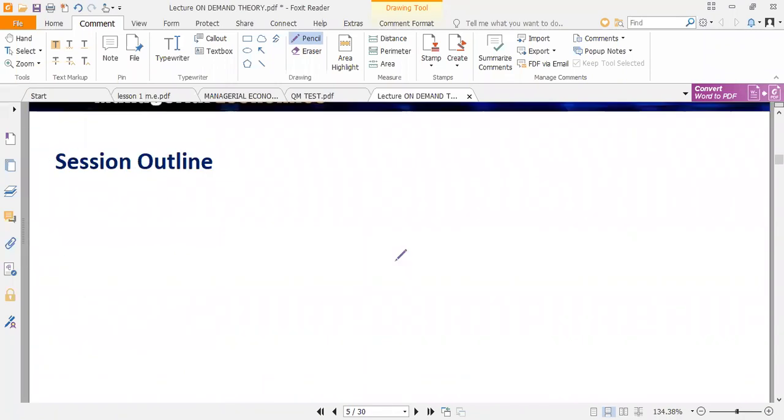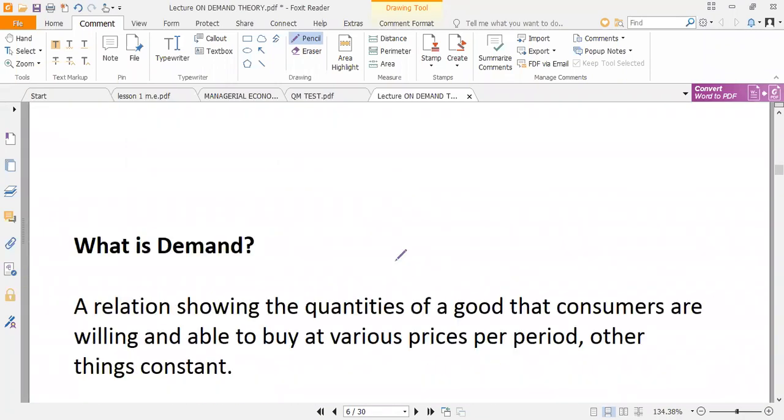So what is demand? Demand simply is a relationship that shows the quantities of a good that consumers are willing, number one, and able to buy at various prices, in a given period, holding other things constant. So we must be able to show what? The ability and the willingness to purchase goods at different prices. So that is what is called demand.